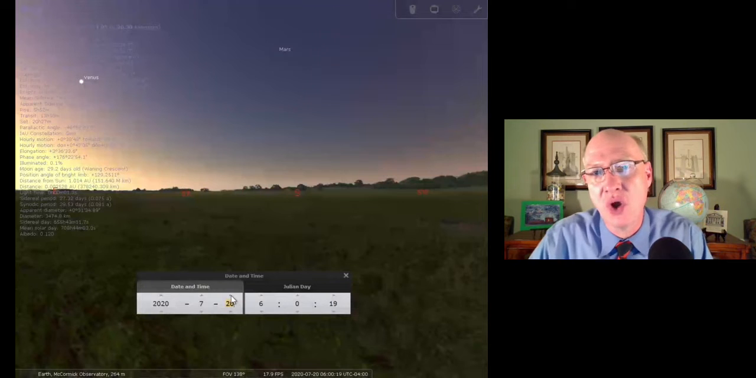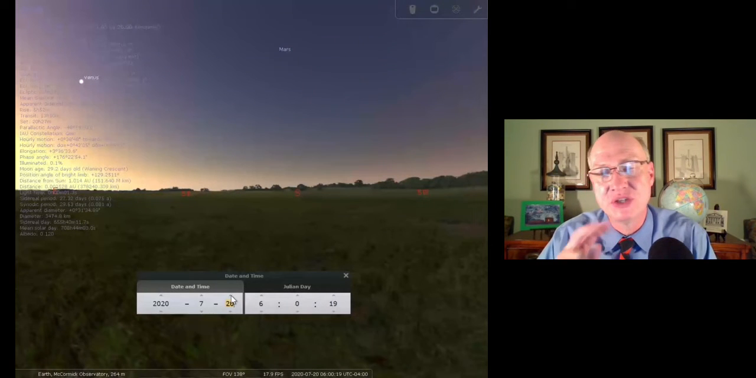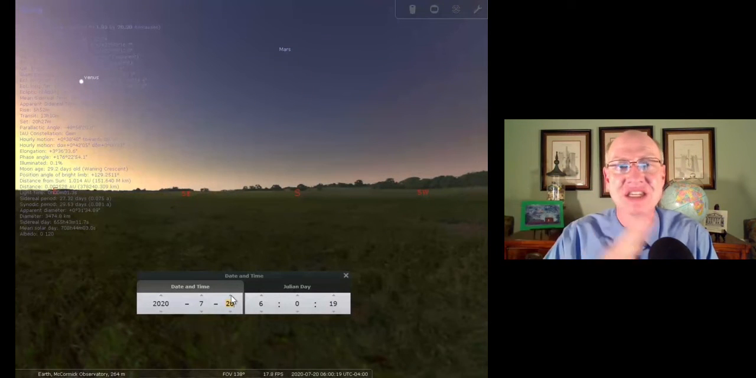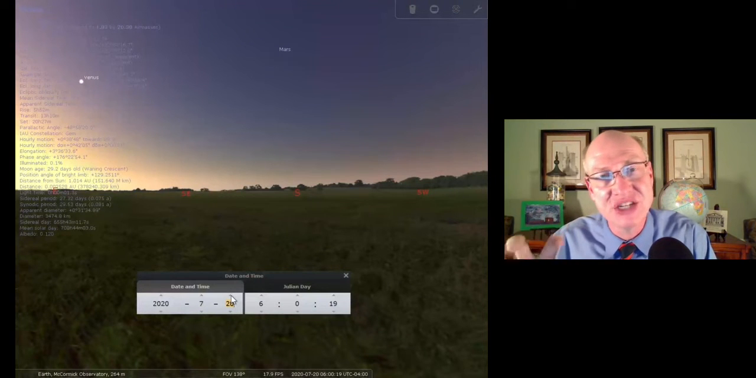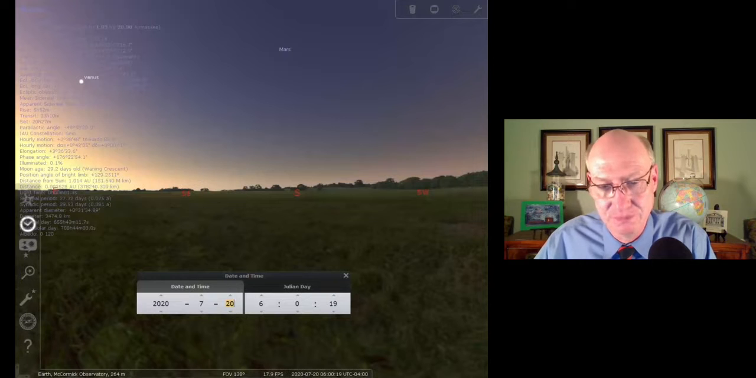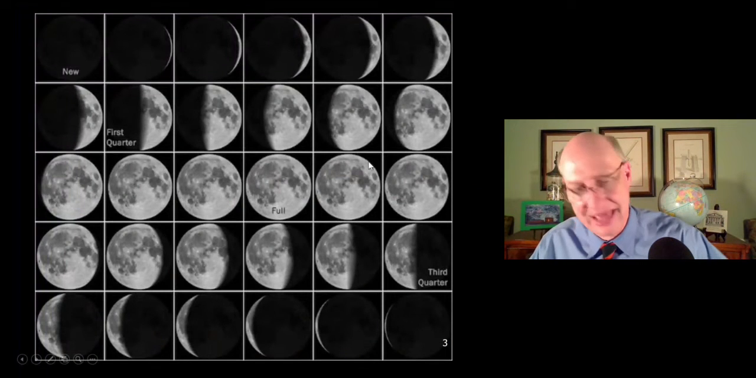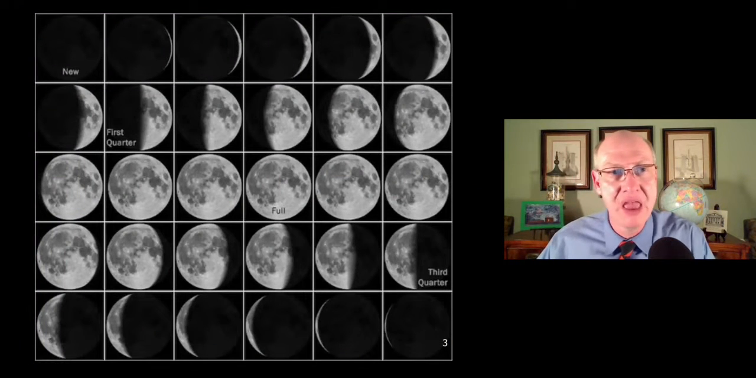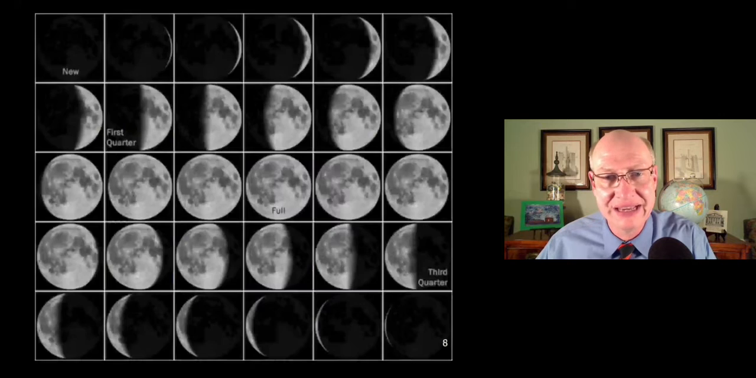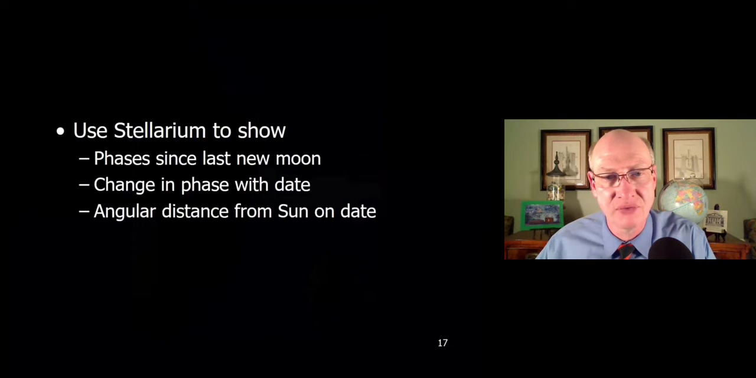To understand what causes the phases of the moon, we have to keep these two things in mind. The phase changes day by day, but the change in phase is related to how close the moon is to the sun in the sky. So let's go back to our PowerPoint slides here. Oh, let me just exit out. Oh, there we go. Okay, so let's go ahead and pick up with the physical model for what causes the phases of the moon.